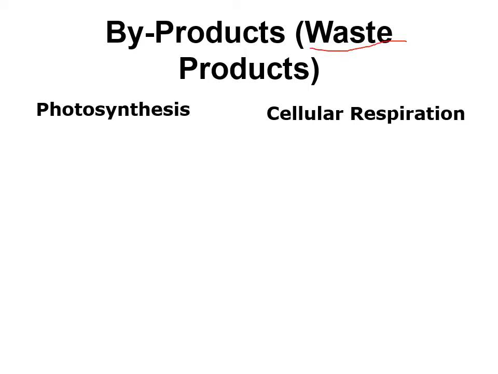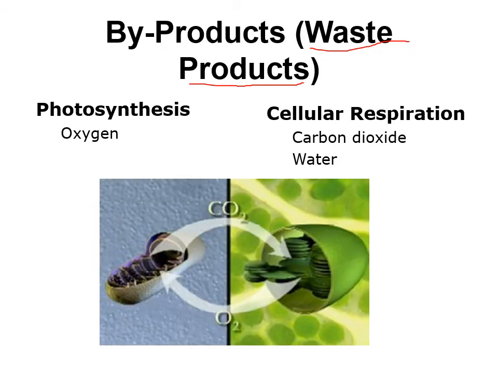Waste products, these are called byproducts. They're also on the product side because it's what we end with, but they're actually considered waste. In photosynthesis, oxygen is the waste product. Whereas in cellular respiration, the waste products are carbon dioxide and water, which, if you've noticed, are also the reactants for the opposite. So carbon dioxide and water are reactants for photosynthesis, whereas oxygen is a reactant for cellular respiration. So one person's waste is another person's ingredient.